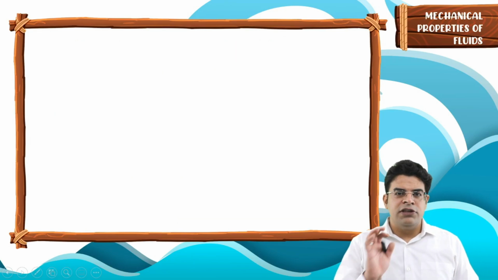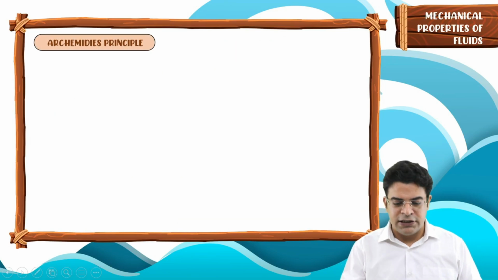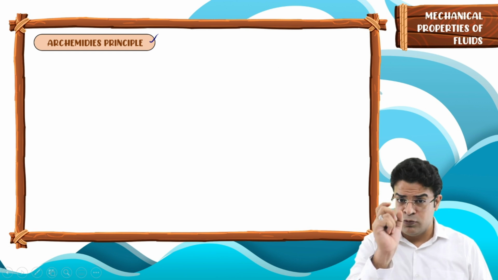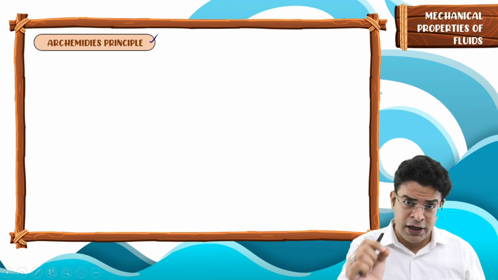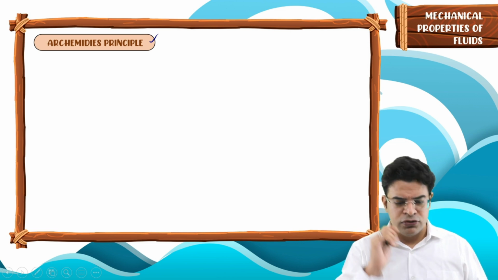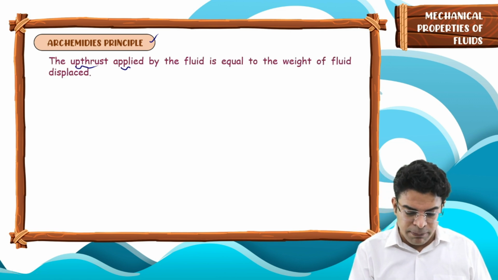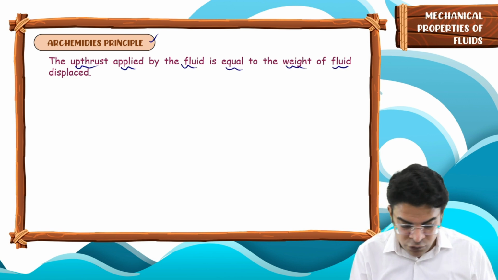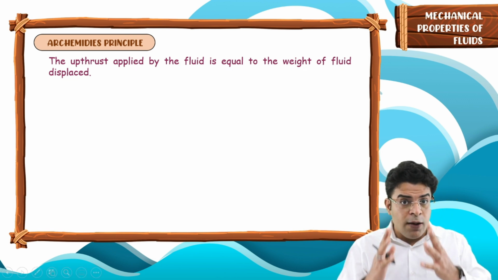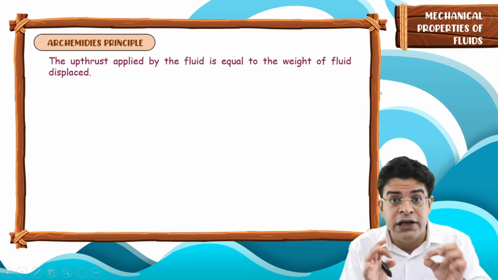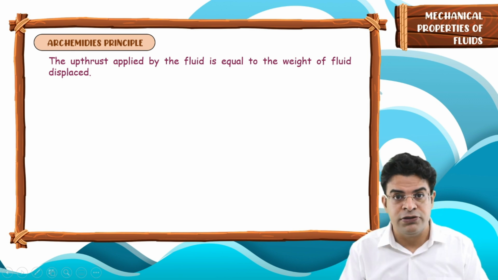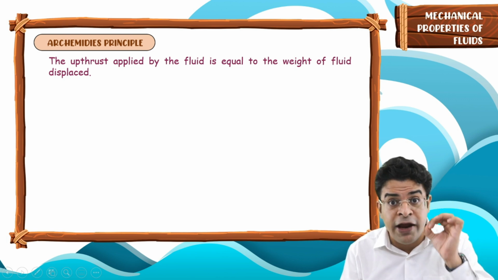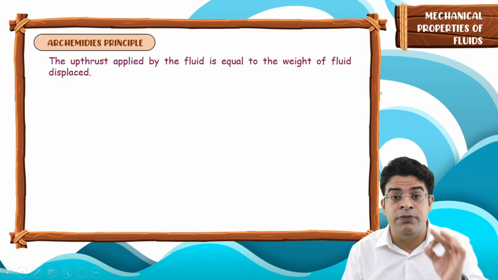So now comes the rock star of fluid statics, which is Archimedes Principle. What is Archimedes Principle? This one line you have to memorize by heart. The line goes like, the upthrust applied by the fluid is equal to the weight of the fluid displaced. Once more, the upward force applied by the fluid is equal to the weight of the fluid displaced.